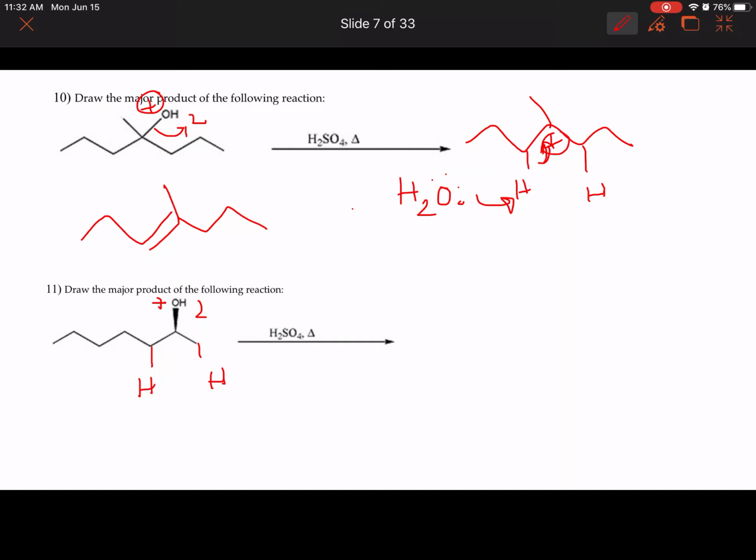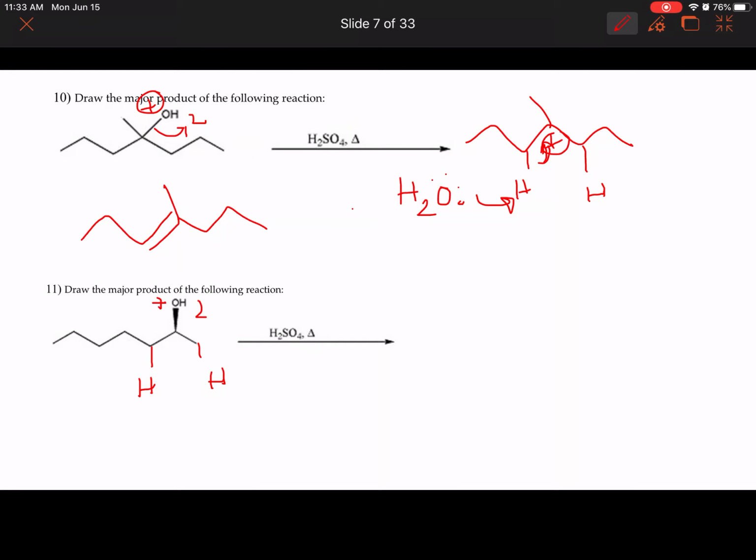Okay, so both of these are elimination. So what's going to happen next? There are two hydrogens that can form the alkene by eliminating a water molecule. Which one do you think is going to be the hydrogen that's going to go away? The mechanism will happen giving us the more stable alkene. We know the Zaitsev rule, which is the more substituted alkene is going to be the more stable one.